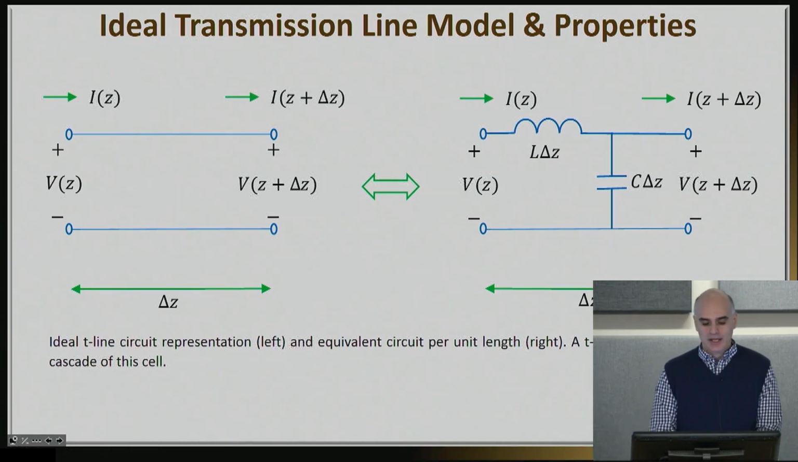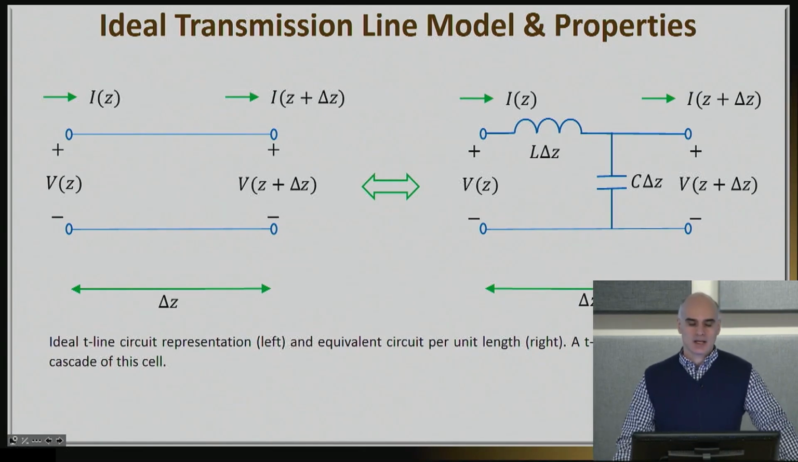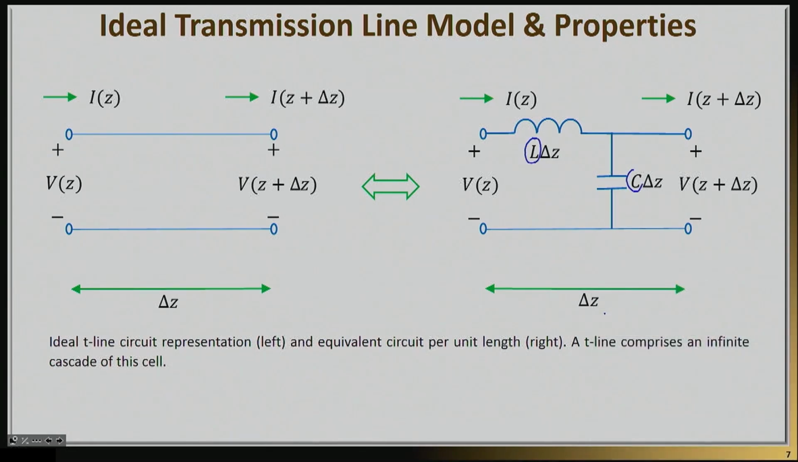So in a lossless case, I got rid of my resistance and conductance, and I'm only left with the inductance per unit length, which you can see here, and the capacitance per unit length as the main unit cell of the transmission line. Now, of course, in an ideal transmission line, you don't have a single unit cell, but ideally you have an infinite cascade of those that essentially makes the transmission line model.